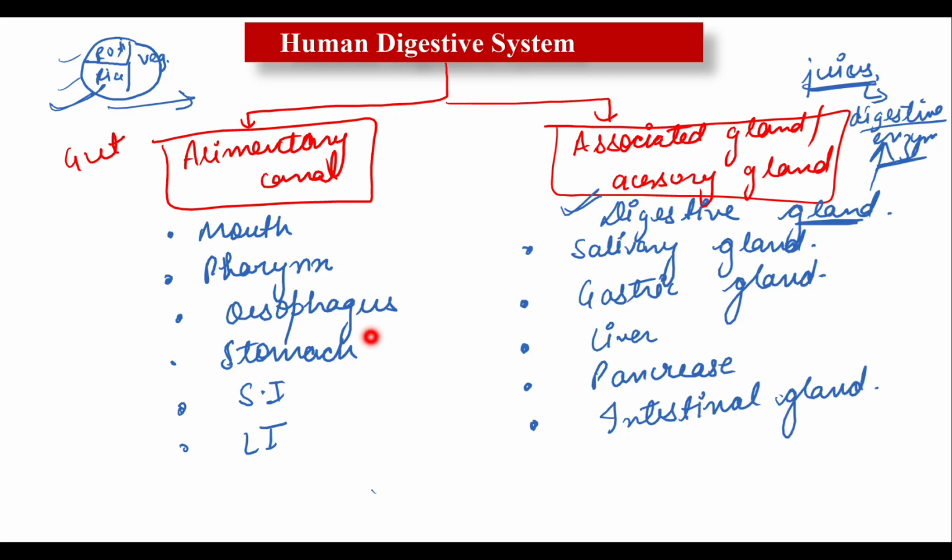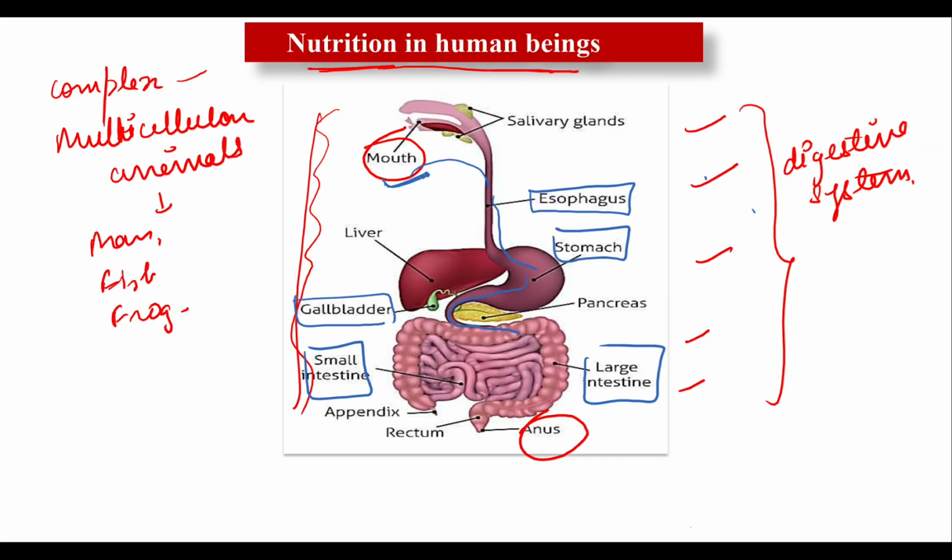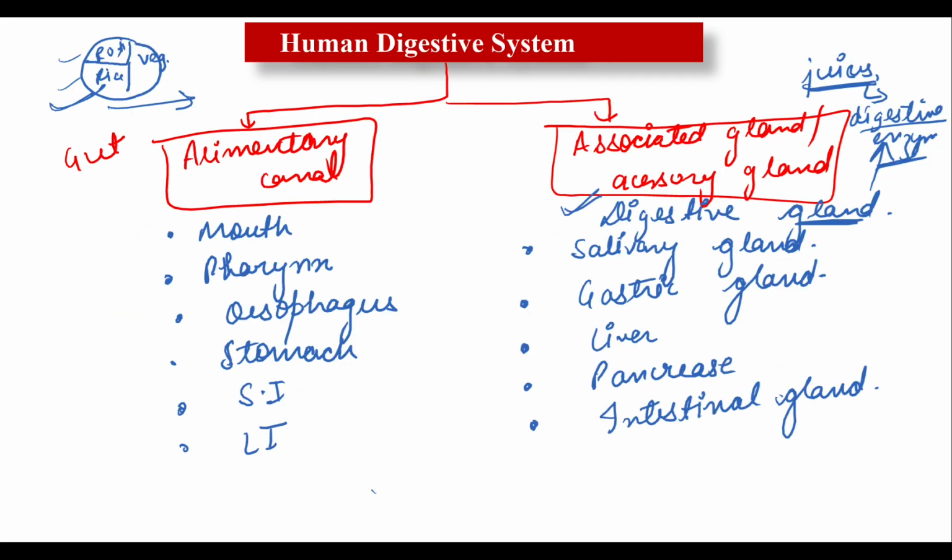Okay, so these are the different parts of the alimentary canal, and these are the associated glands. All these collectively form the human digestive system. All these things are responsible for digestion in the human body. Okay, clear? Here everything is given. Look at the diagram now. Now we will discuss each and everything in detail.